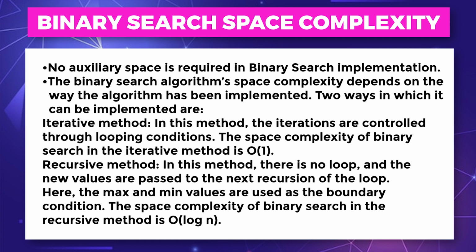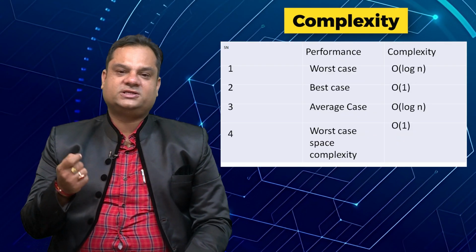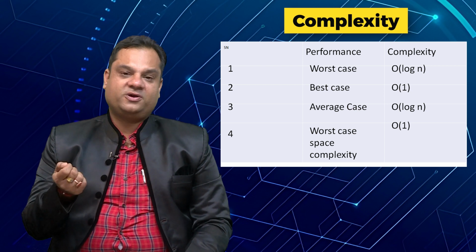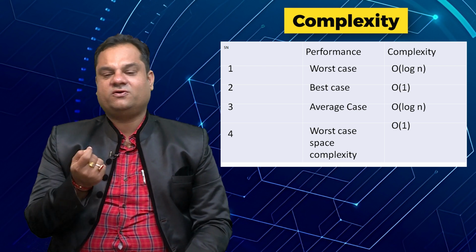In the second method, the recursive method, there is no loop and the new values are passed to the next recursion. Here the maximum and minimum values are used as the boundary condition. The space complexity of binary search in the recursive method is O of log n. So we can easily write the complexity. In most competitive examinations, you are asked the complexity of binary search.